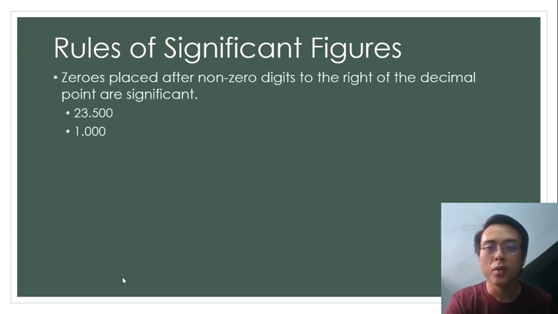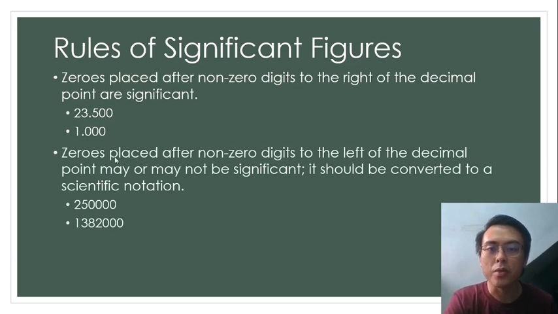Next, zeros placed after non-zero digits to the right of the decimal point are significant. So in 23.500, these two zeros are both significant. So we have 5 significant figures. And for the number 1.000, you have 4 significant figures.